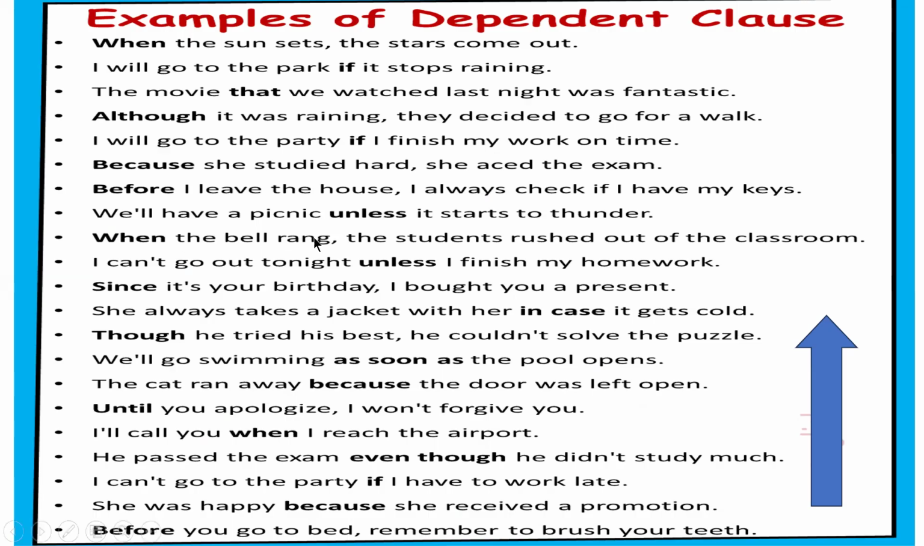When the bell rang, the students rushed out of the classroom. The students rushed out of the classroom is the principal clause, main clause, independent clause. When the bell rang is the dependent clause. So these are many of the examples given.